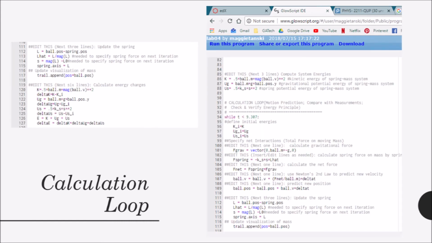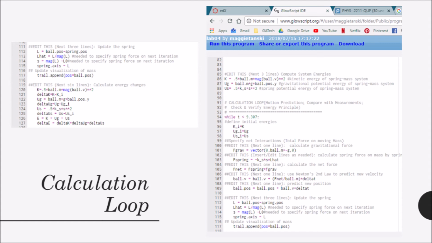Because we set the system to include the mass, the spring, and the earth, there is no external work done on the system. Therefore, kinetic energy is equal to 1/2 times the mass of the ball times the square of the ball's velocity. Gravitational potential energy is equal to the mass of the ball times g times the y position of the ball, and the spring's potential energy is 1/2 times the spring stiffness times the square of the stretch.